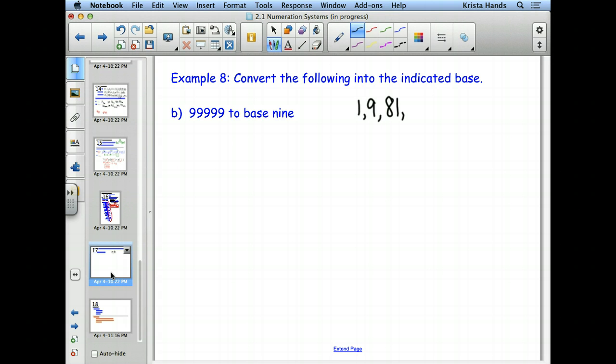What's after 81? 729? Okay. What's after 729? 6,561. And we're getting from one to the next by multiplying by 9, right, Carly? Perfect. What's next? 59,049.